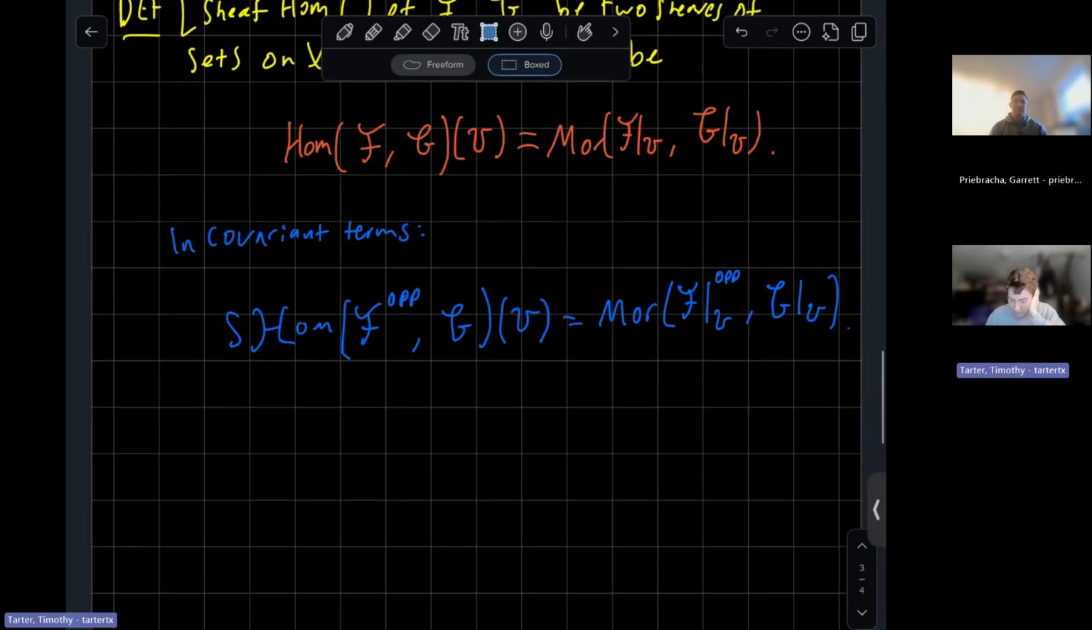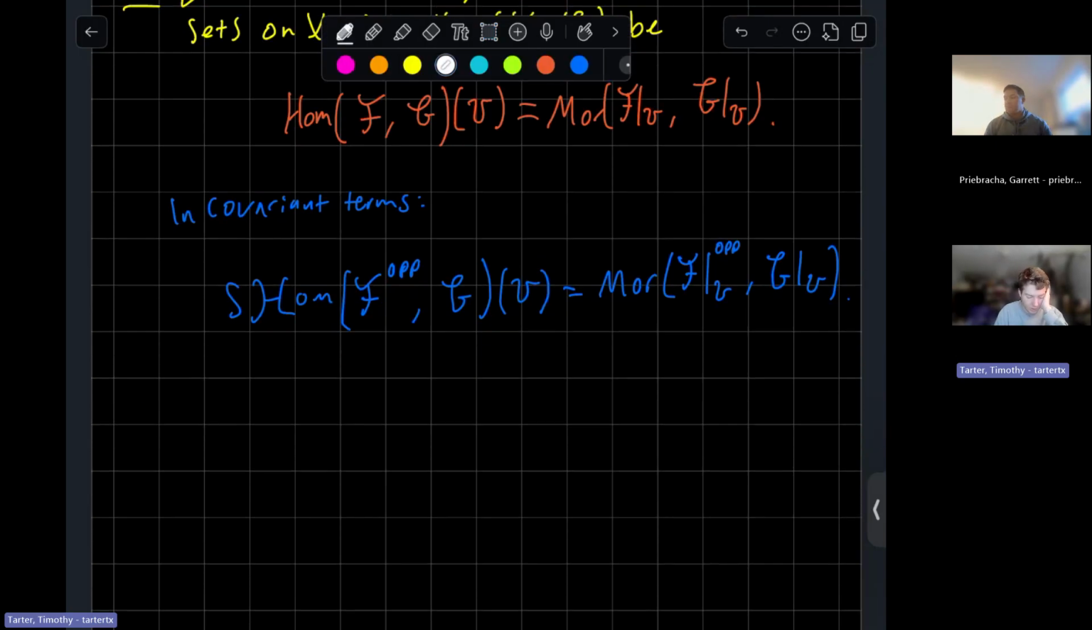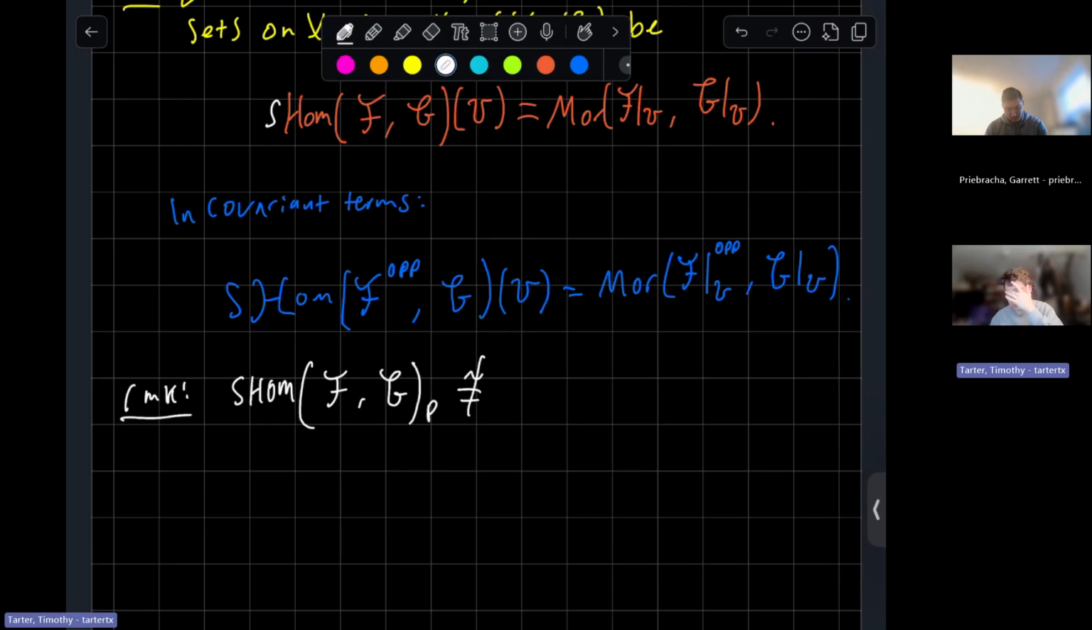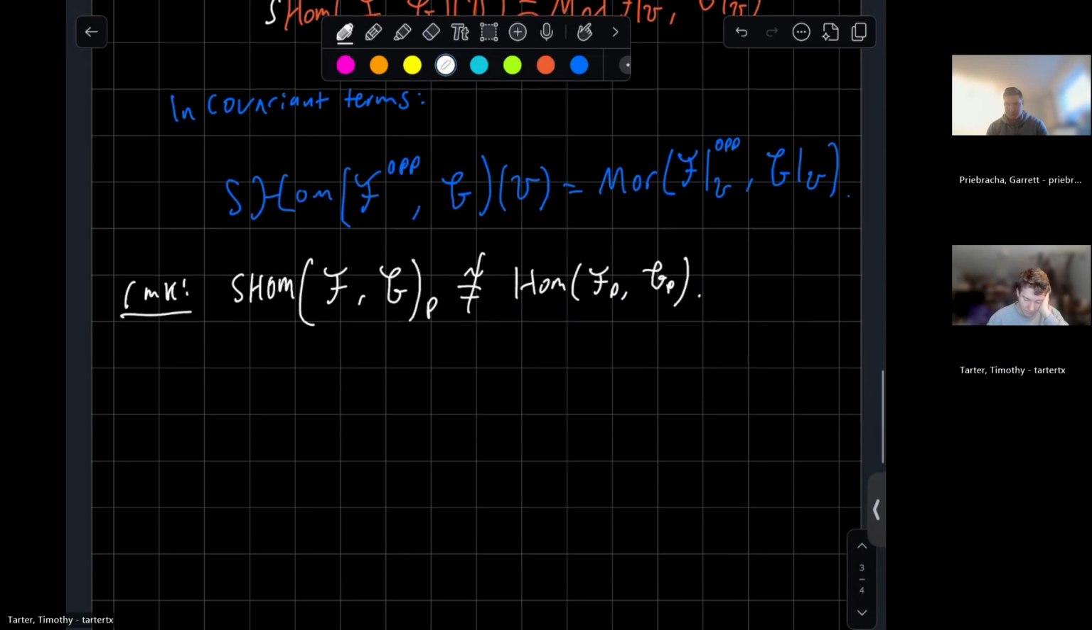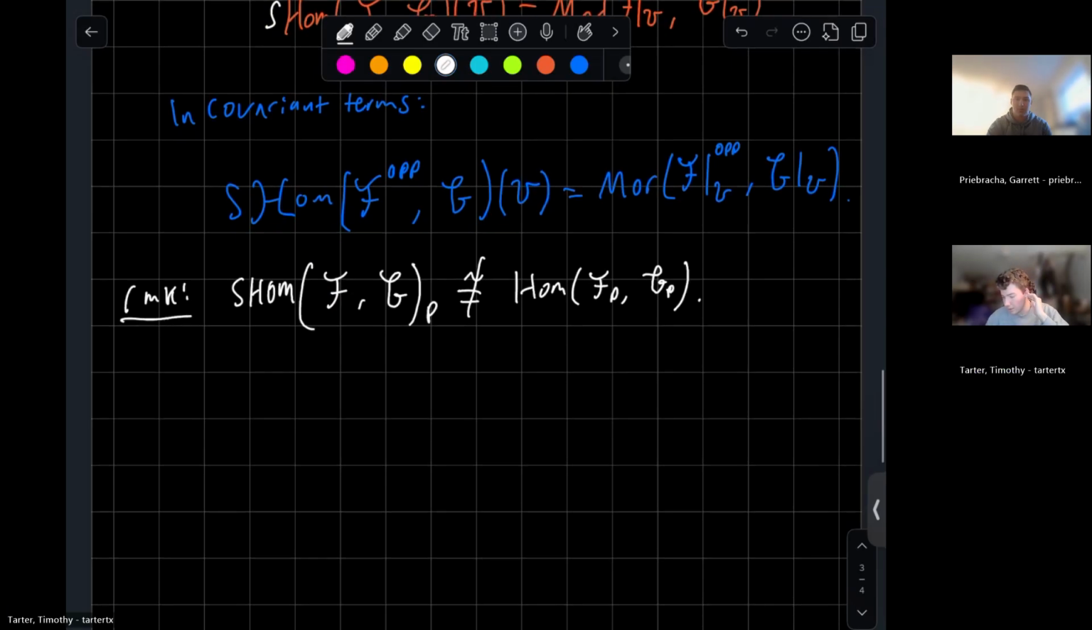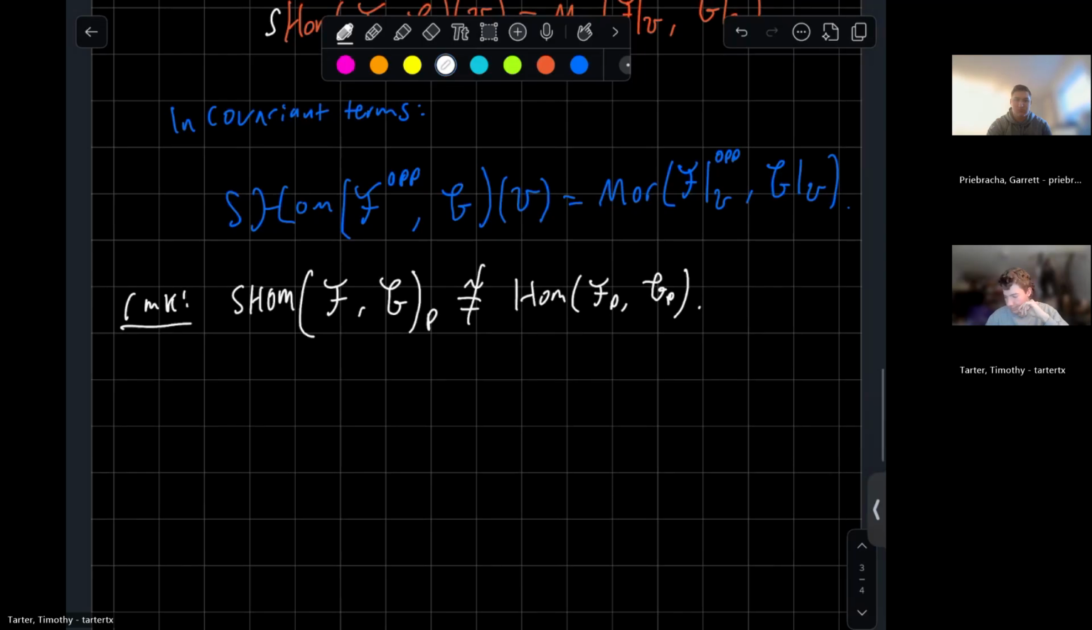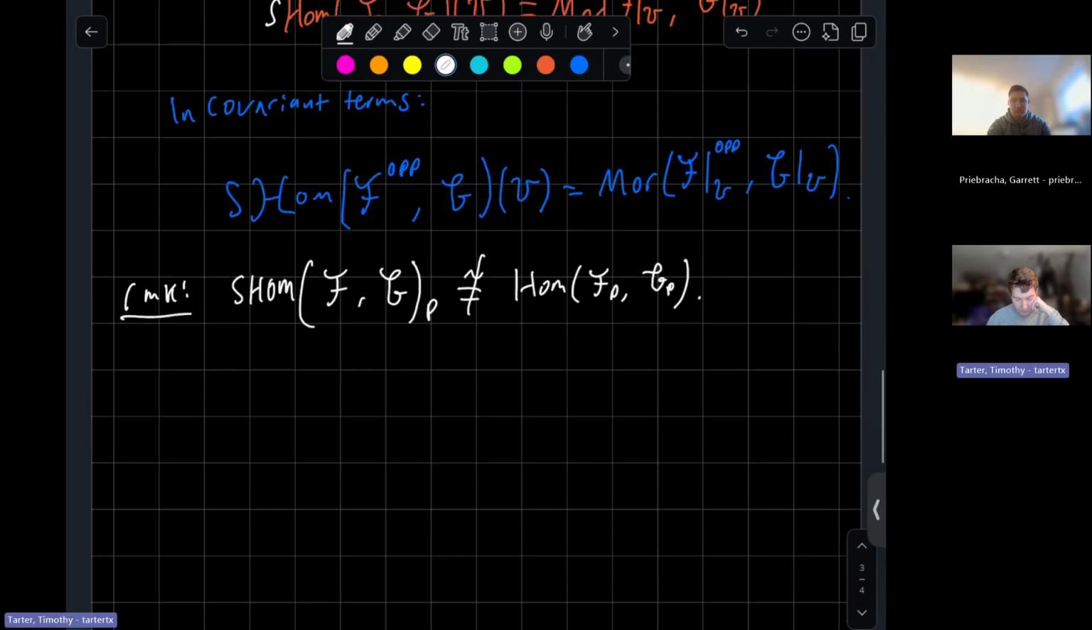I don't know. As a remark, sham from F to G localized at P is not isomorphic to Hom of F localized at P, G localized at P. And then there is at least one map from one of these to the other, in which direction?